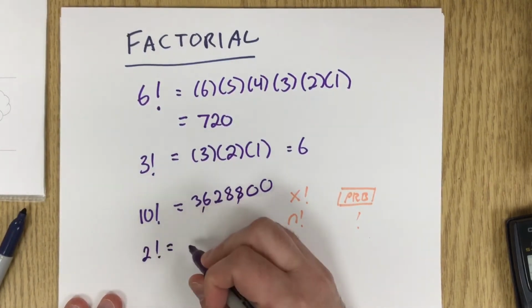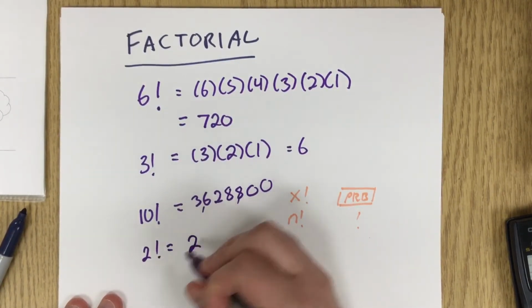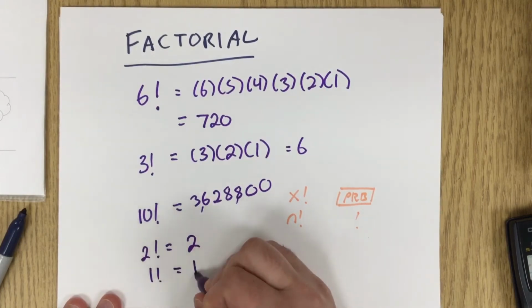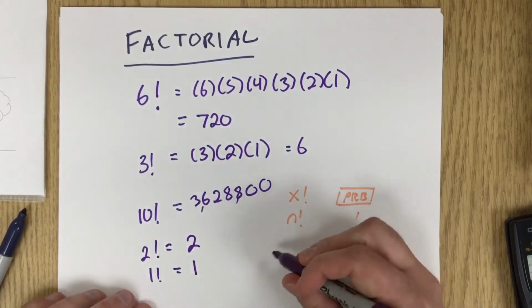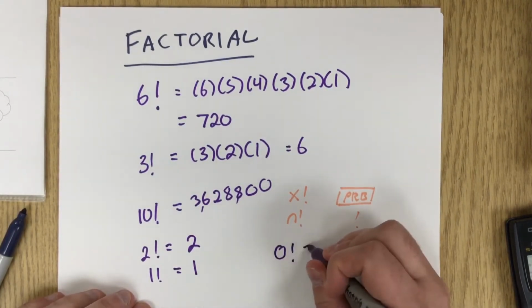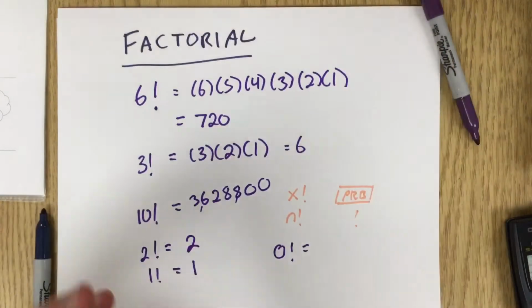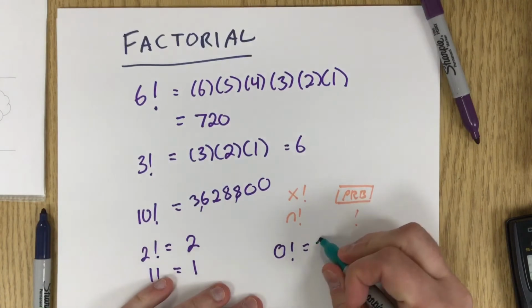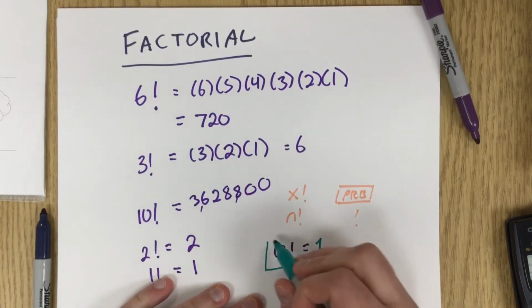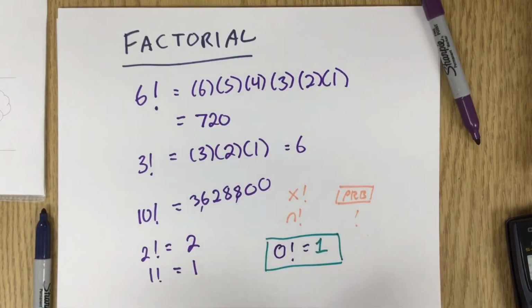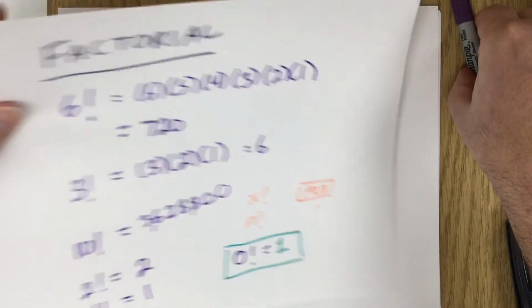2 factorial is 2 times 1, which is 2. 1 factorial is 1. And 0 factorial is a little bit weird. 0 factorial is just defined as being equal to 1. For no explained reason, it's just defined as such. So 0 factorial is 1. Okay.